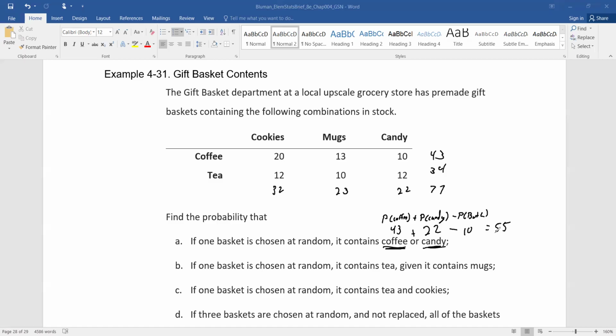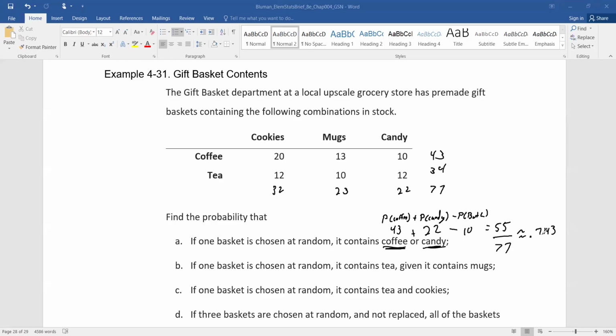So there's 55 options that either coffee or candy. Divide it by the total 77 options. So that comes out to be about 0.7143. So there's a 71% chance that your basket will either have coffee or candy in it.